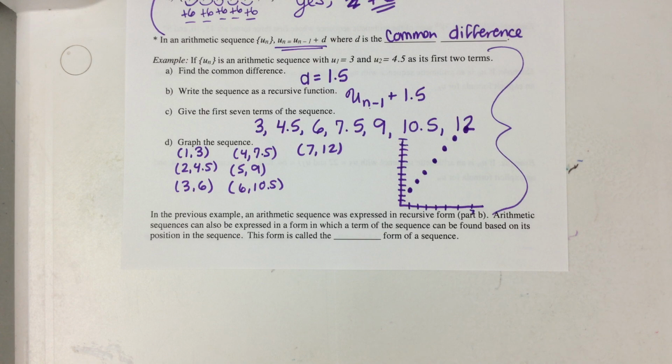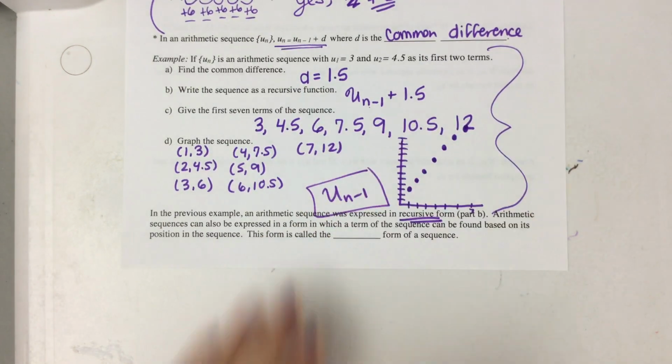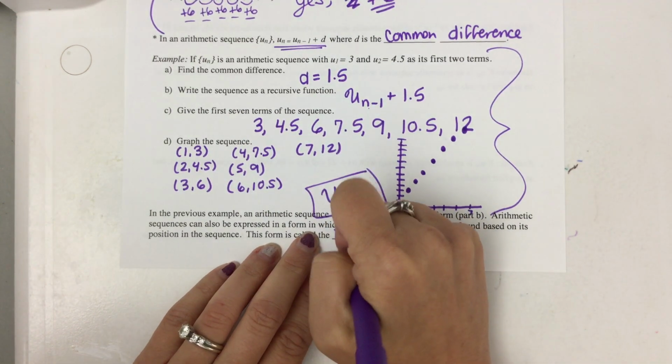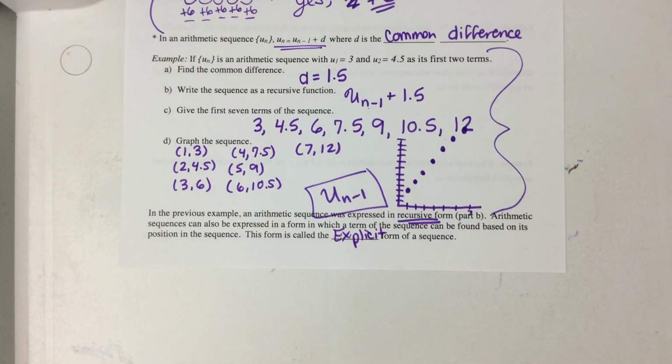In the previous example, an arithmetic sequence was expressed in the recursive form, meaning you had to have u sub n minus 1, meaning take the previous term. Arithmetic sequences can also be expressed in a form that uses n, meaning if you want to find the 20th term, you can fill a 20 in for n. When that happens, it's called an explicit form.